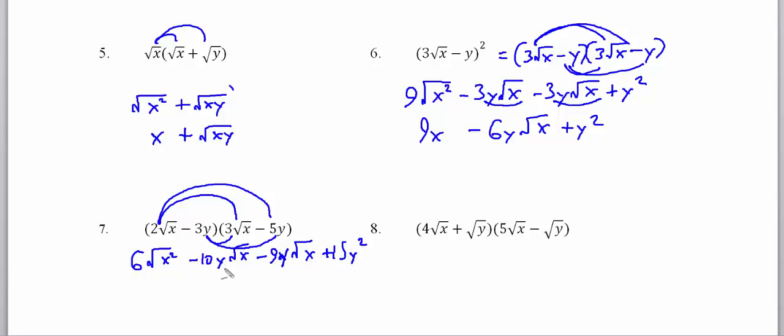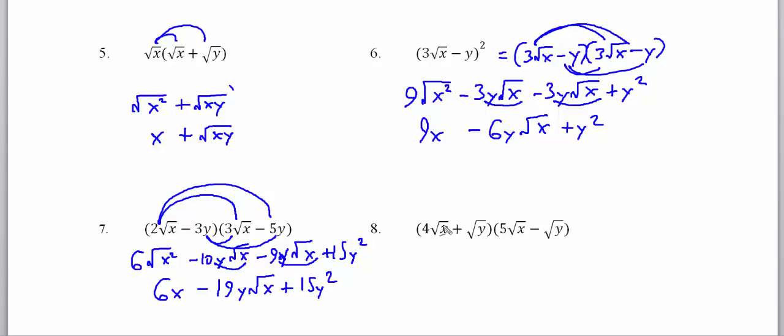Now let's do some simplification in the middle. At first we're going to take the 6 square root of x squared and just make it 6x. If we lose 10, like this is our common term, y square root of x. So if we lose 10y square root of x and 9y square root of x, we get a total of negative 19y square root of x plus 15y squared.